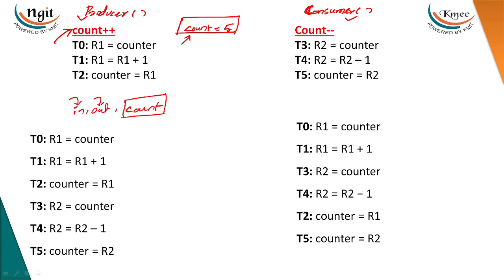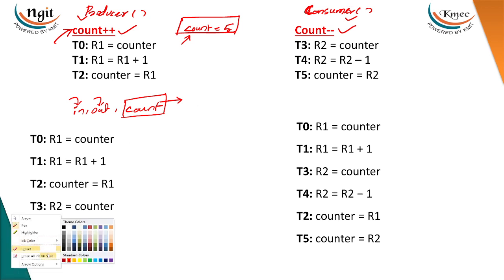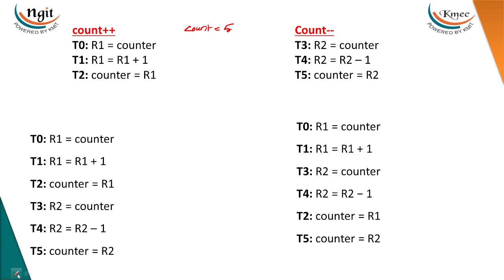And this particular count is used by both producer and consumer. That is how they are using it. Producer is changing the value of count by count plus plus. Consumer is changing the value of count by count minus minus. So this is the only variable that is used by both producer and consumer.